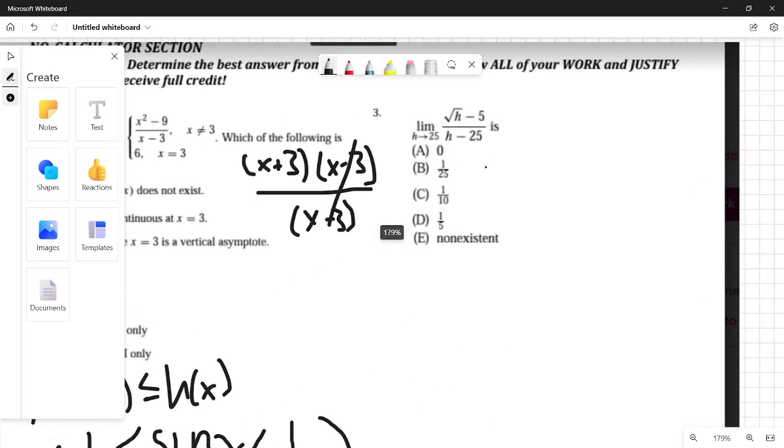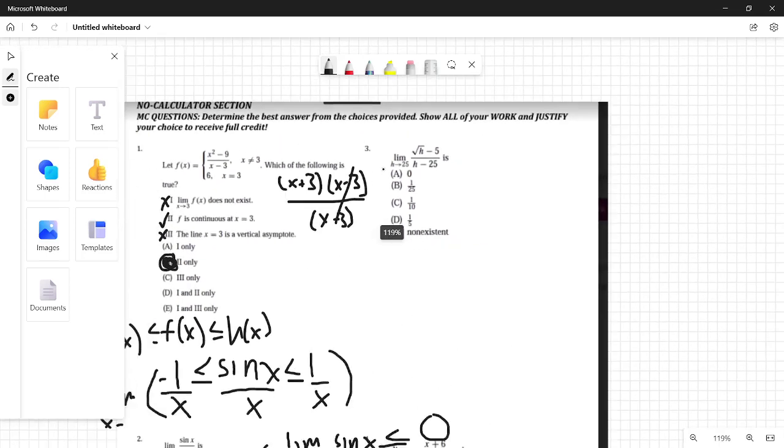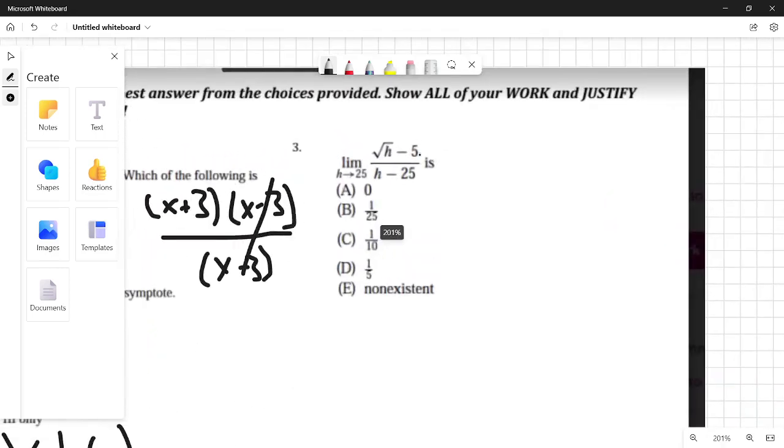Alright, I'll clear some space and do the next one. Yeah, you can clear it.